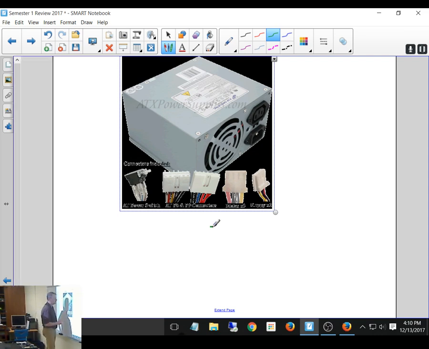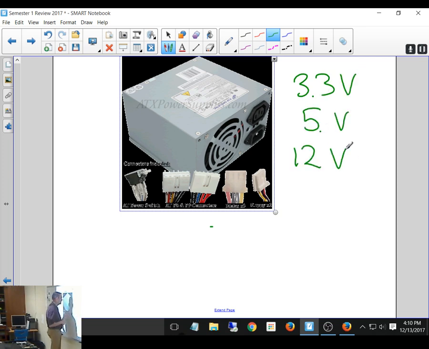Okay, so first of all, we know that there are 3 voltages coming out. We've got 3.3 volts, we've got 5 volts, and we've got 12 volts on our computer.